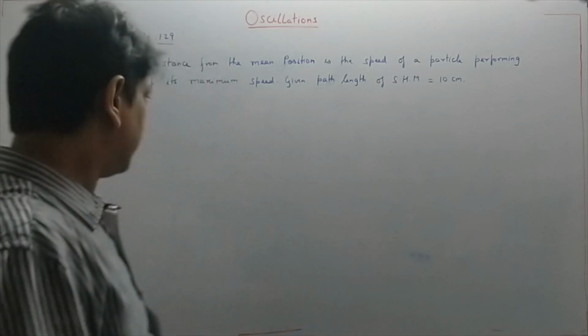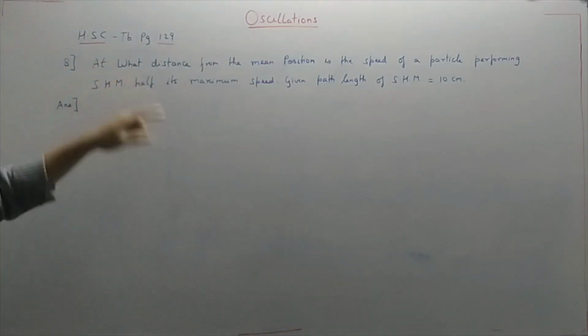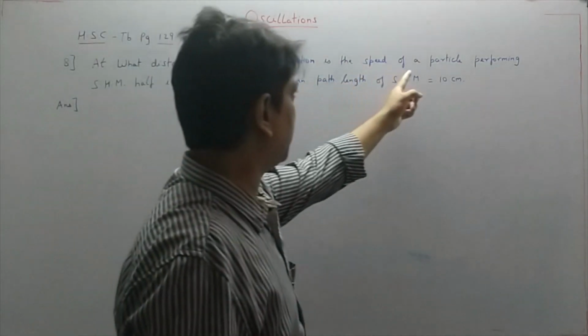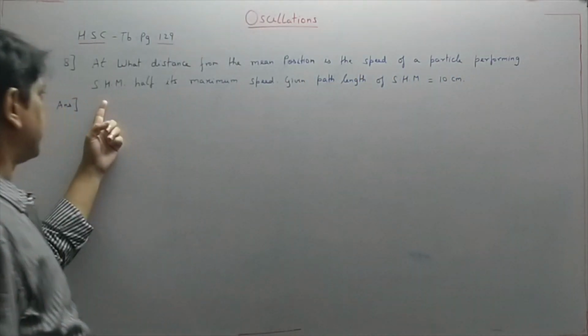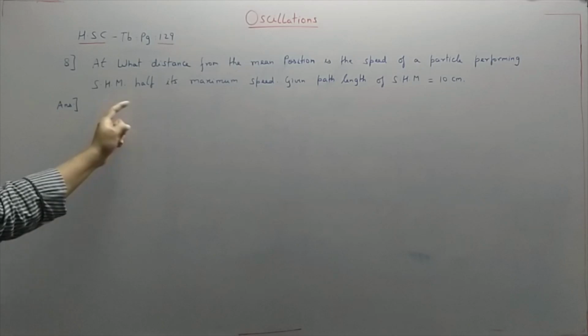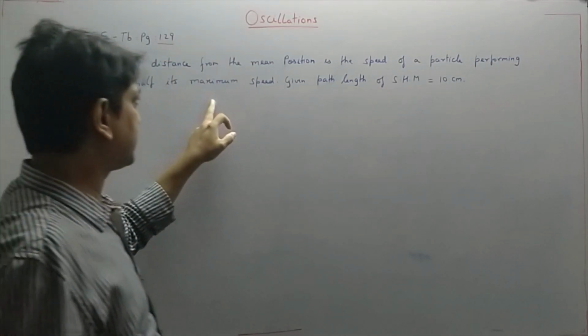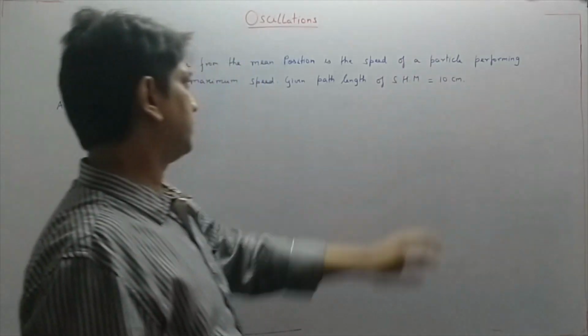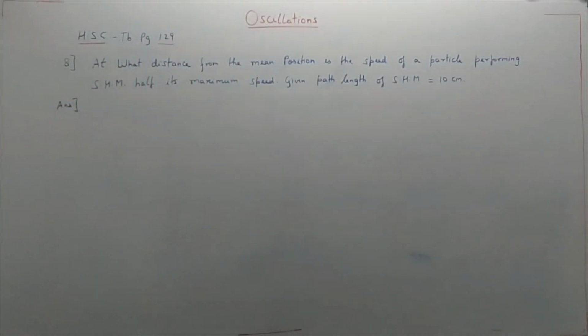What we are having here is: at what distance from the mean position is the speed of the particle performing SHM half its maximum speed, given path length of SHM is 10 centimeter.